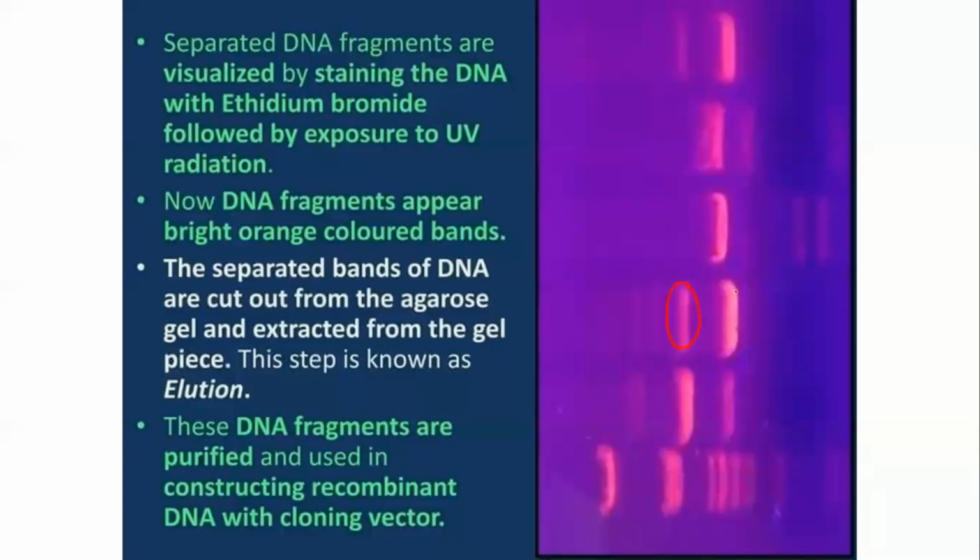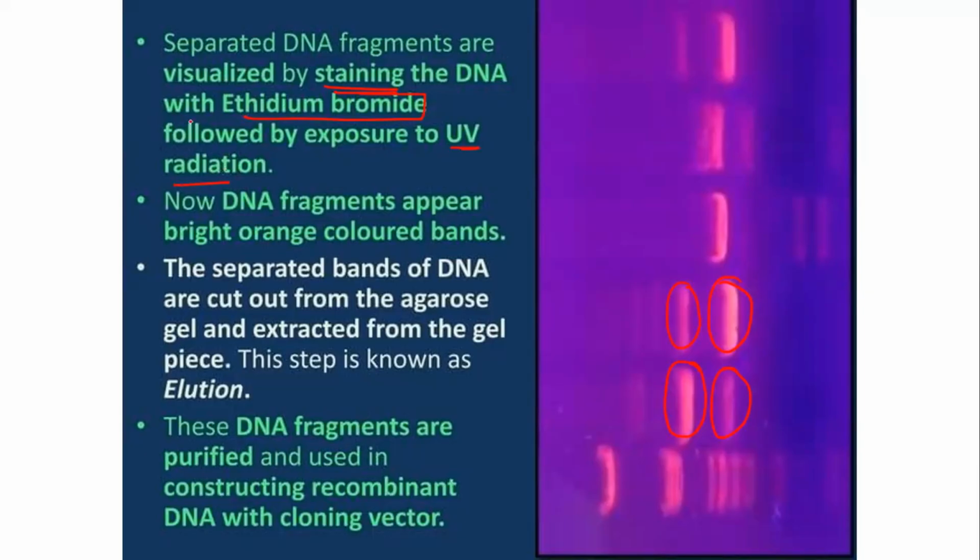Here you can see they're separating. See, these are the differences in sizes. Due to the difference in sizes, they are separated. So the separated DNA fragments are visualized. Now, how are we going to identify them? We visualize them by staining the DNA with ethidium bromide, followed by exposure to UV radiation.